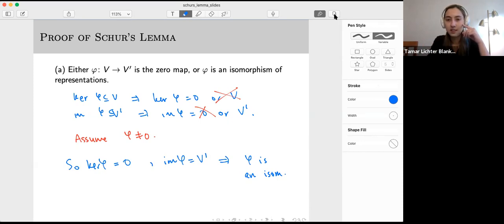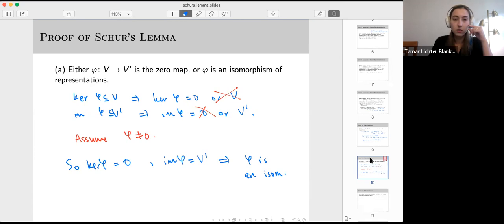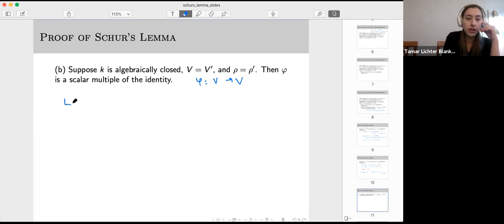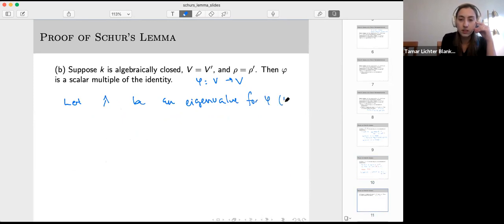All right, so on to part B, and now we're actually going to use some linear algebra. Here we're taking an algebraically closed field, and phi is mapping V back to itself, the same representation. So here's the trick. If we have a vector space over an algebraically closed field, and we take a linear map from V to itself, then we always have an eigenvalue. So we let lambda be an eigenvalue for phi. This is because k is equal to k bar. It's algebraically closed, so we can do this.